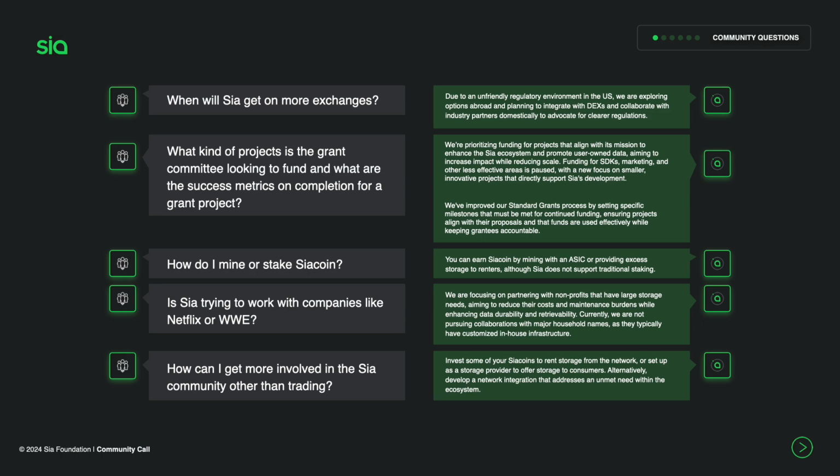And the last question for this month is, how can I get more involved in the Sia community other than trading? You could invest and use some of your Sia coins to rent storage from the network, set up a storage provider and offer storage to consumers, or build a network integration that fills an empty niche within the ecosystem. So yeah, thank you guys for the questions.